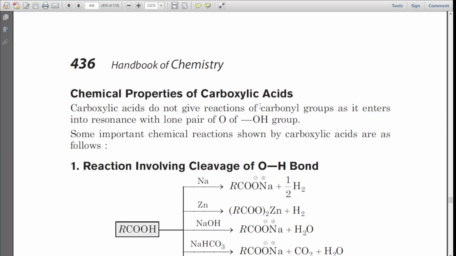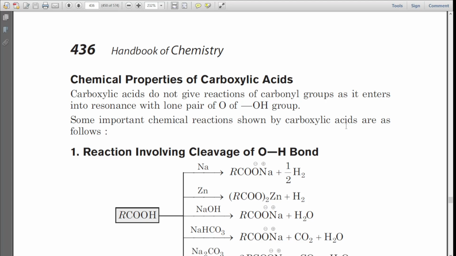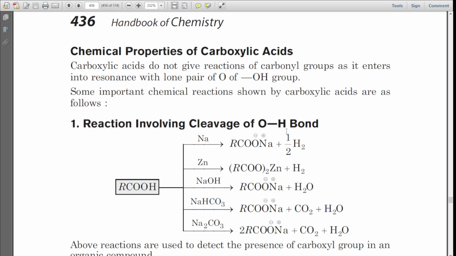Now chemical properties of carboxylic acid. Carboxylic acids do not give reactions of carbonyl group as it enters into resonance with lone pair of oxygen of hydroxyl group. Here are some important reactions shown by carboxylic acid. First is the bond cleavage of OH bond, which we have done in alcohol, phenol, ether also. It can also show similar reactions.